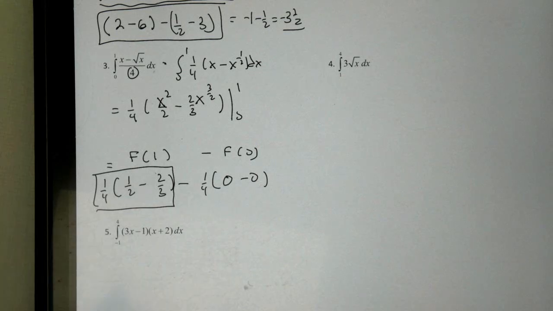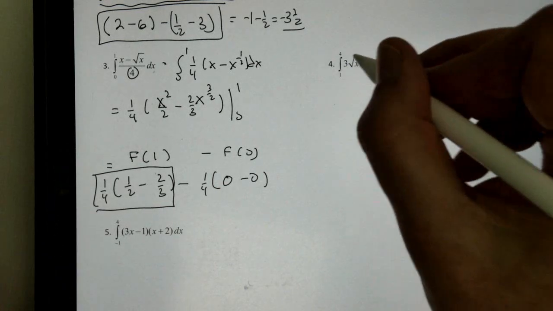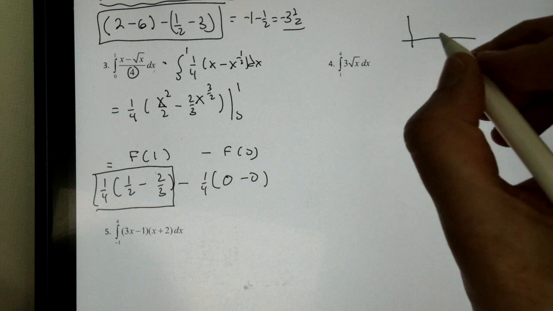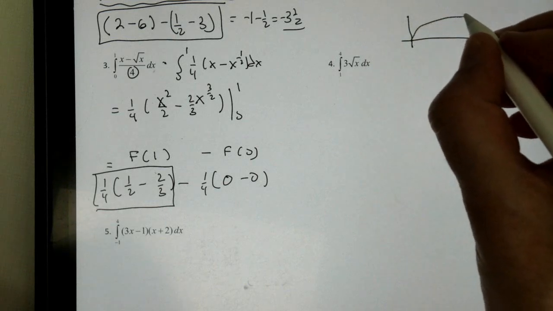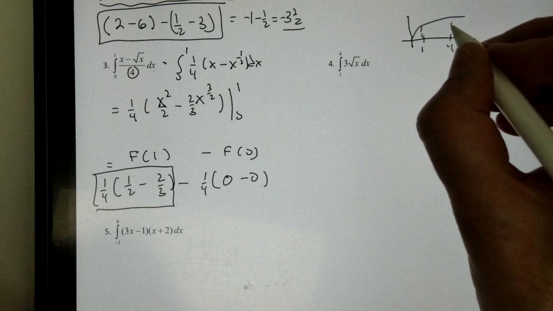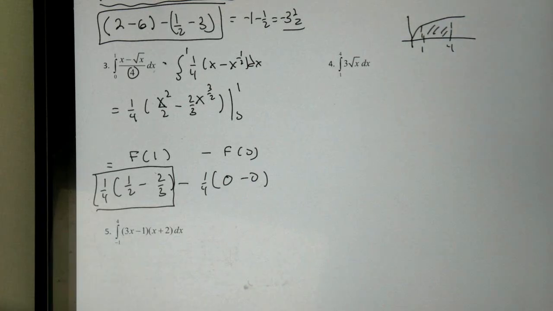Welcome back. So we're going to continue our discussion of the fundamental theorem. And again, all we're doing is finding area. For example, this is just the square root of x times 3, so it's going to look something like this. We want to find the area from 1 to 4. So we're just looking at this little piece of area right there.